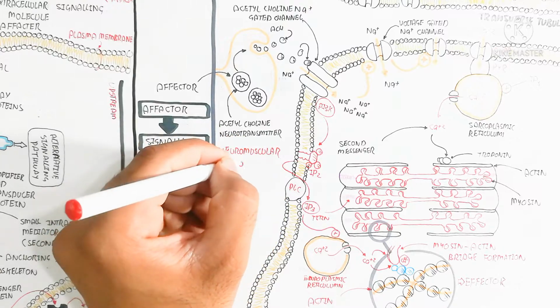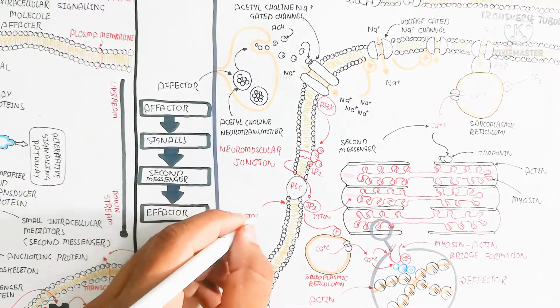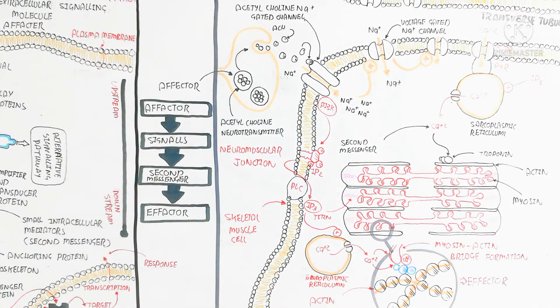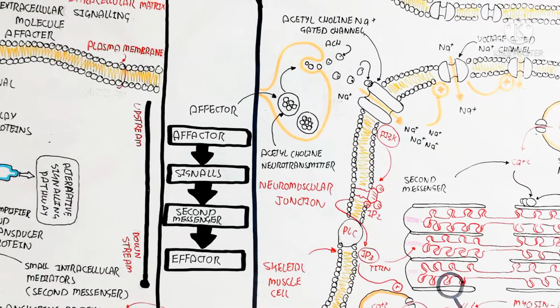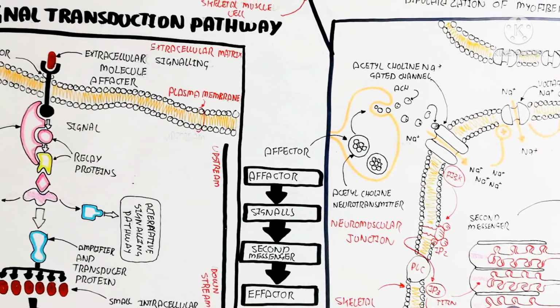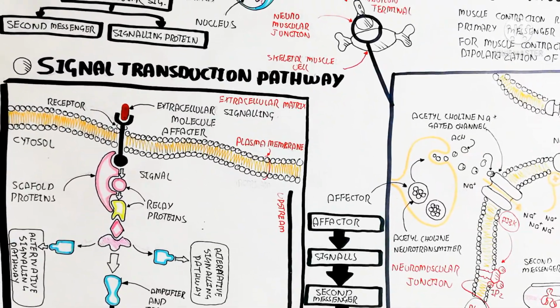So this is known as the neuromuscular junction, and this is the skeletal muscle cell. So this is known as the signaling transduction mechanism. I hope you are getting this concept, and this is the cell signaling. So in this way we have covered the signal transduction pathway generally and with exemplification.